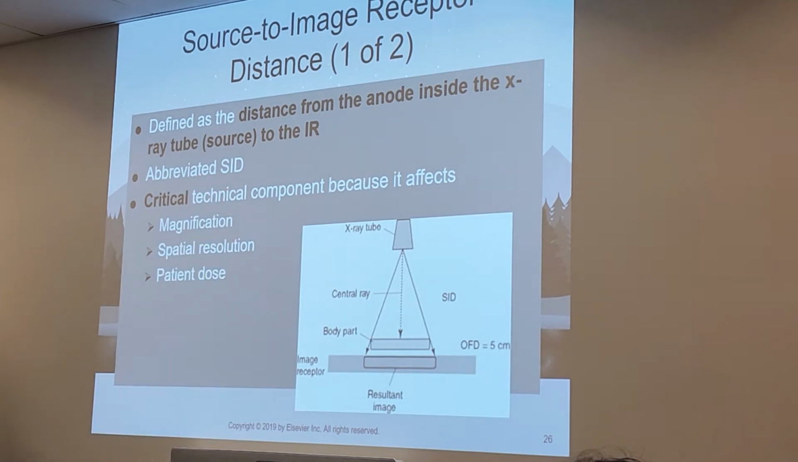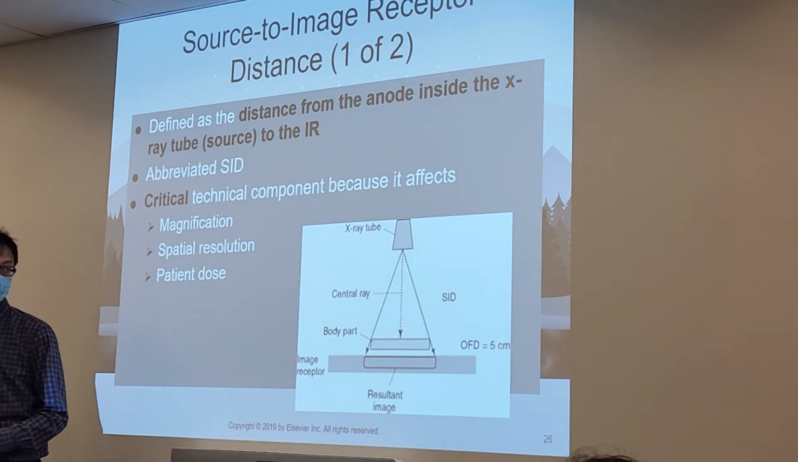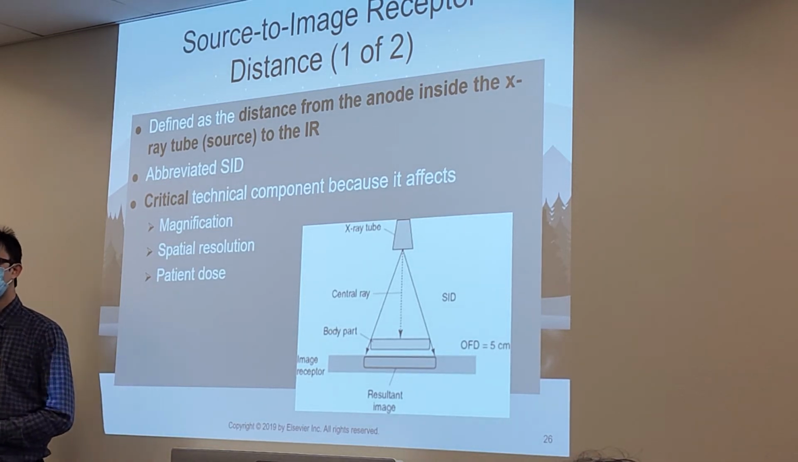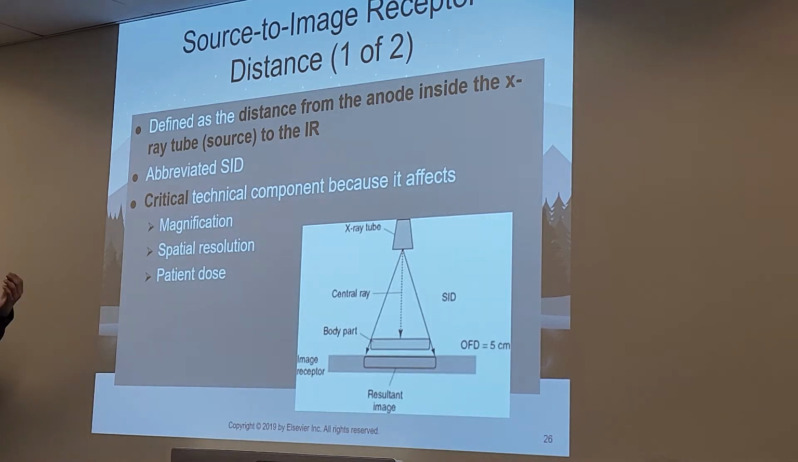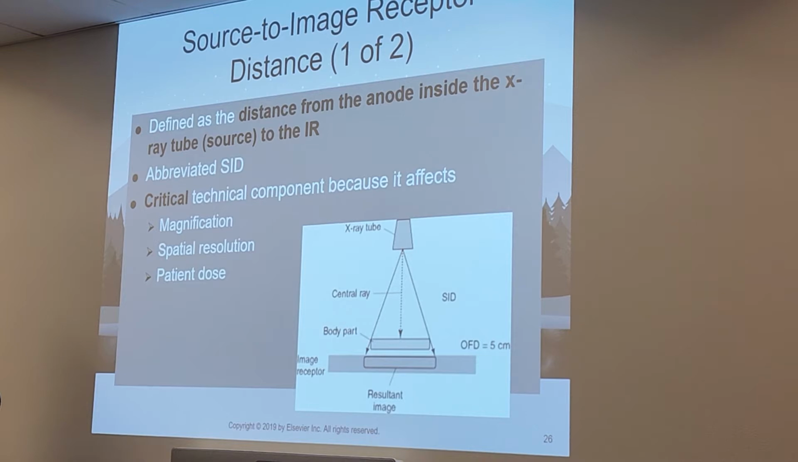This is important because it affects a lot of different things. For example, it affects your image by determining whether or not you have magnification. The closer your tube is to the patient, the more magnification you will have. The farther away the tube is, the less magnification. The more real size your image will look.